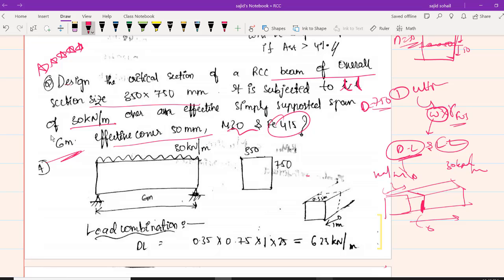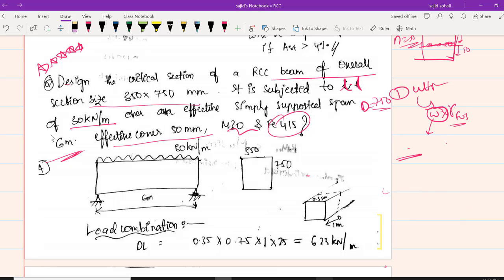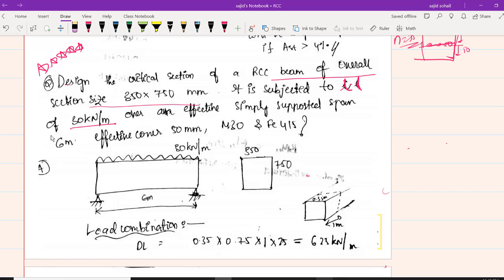If you want the total, you can just multiply by 6, whatever the length you have, and you will get the total load. Okay, simple, right? Once you get that, calculate your ultimate bending moment and follow the steps one by one, and you will get your answer. So let us see this question.